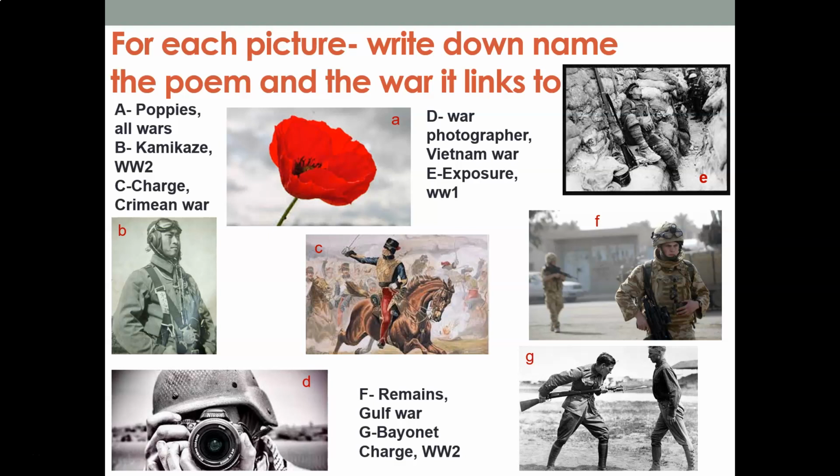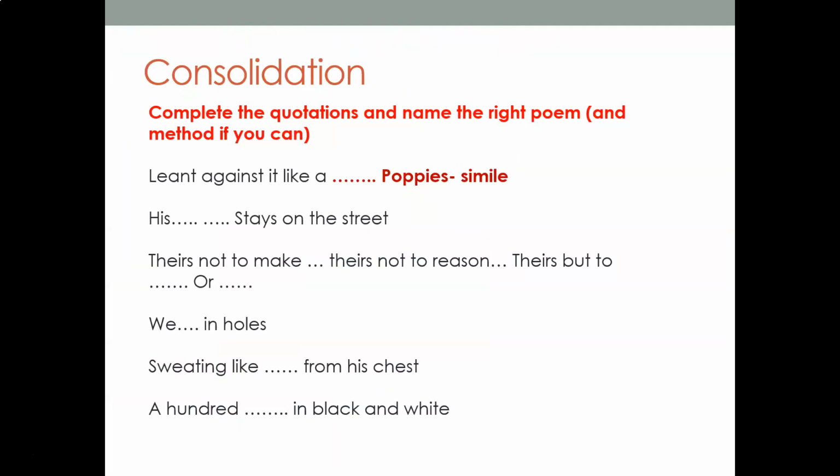Okay, so we've written those down. Brilliant. Giving yourself a mark. A, B, C, D, E, F, G. That gives us a mark out of 1, 2, 3, 4, 5, 6, 7. Okay, so 7 poems, and you give yourself a mark there out of 7.